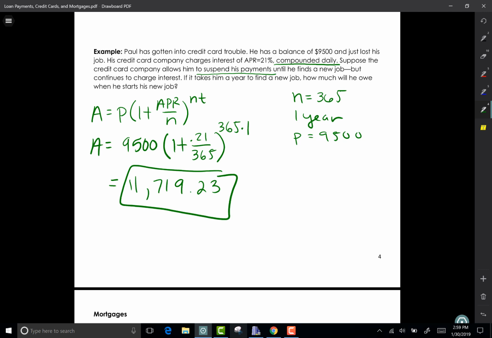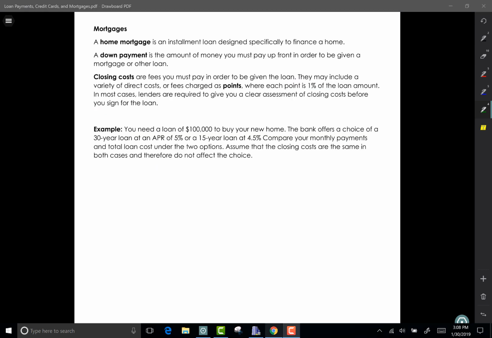So what this is saying is, if he doesn't make any payments for a year while he's looking for a new job, that amount of money that he owes the credit card is going to go from $9,500 to $11,719.23.